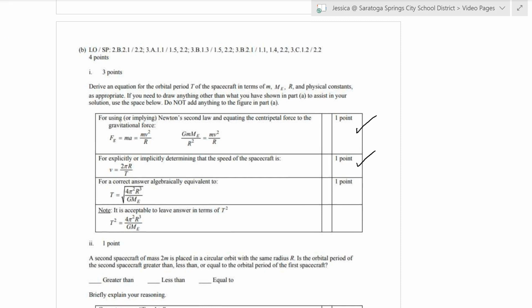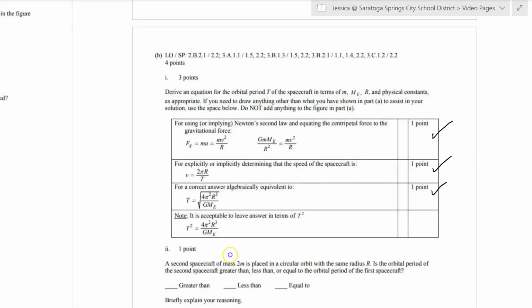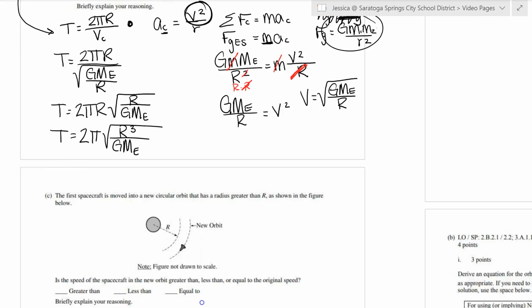And then for a correct answer algebraically. Okay, so this is equivalent as well. They just stuck the 2 pi back under the radical, whereas I left it out front. So that is correct. Or you could also leave it in terms of t squared if that's what you ended up getting your answer as. So I got all 3 points for that.